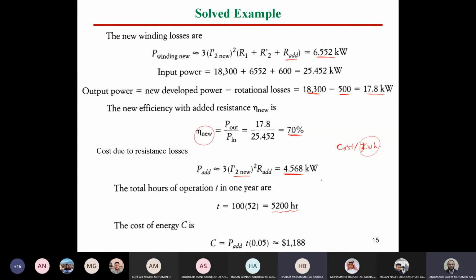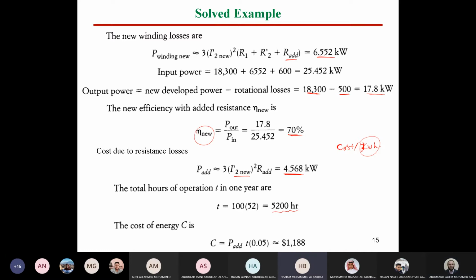No, this is not actual. What is the power on the added resistance? Is it I2 in the second case, I2 new minus I2 old? This is not the actual current in the added resistance. The actual current is I2 new.